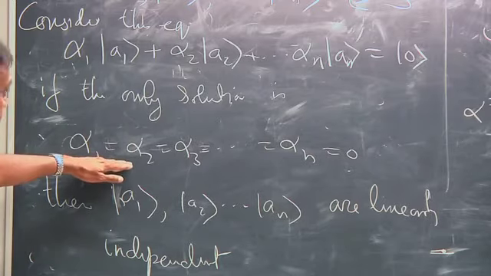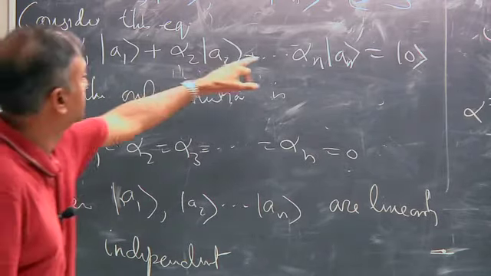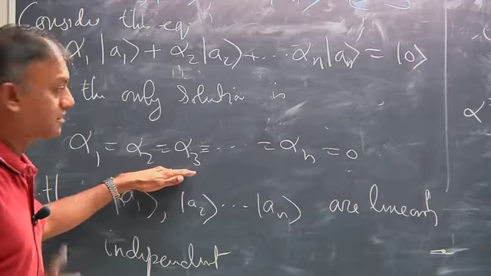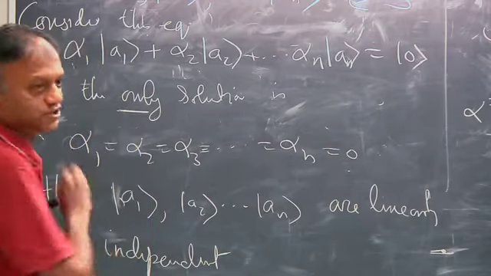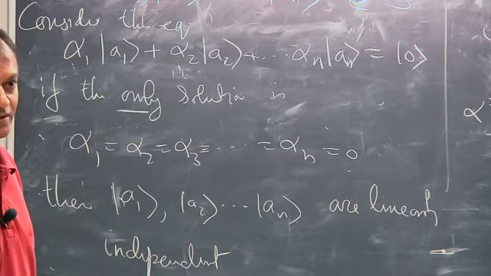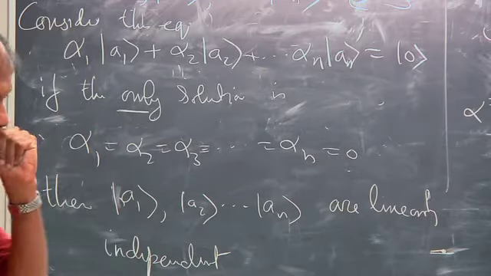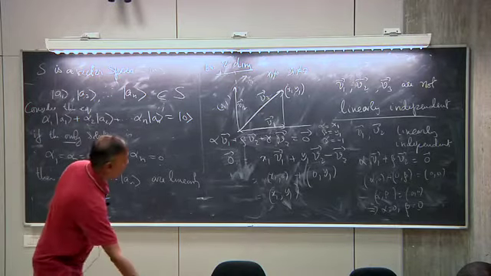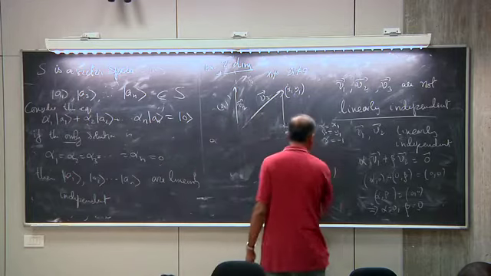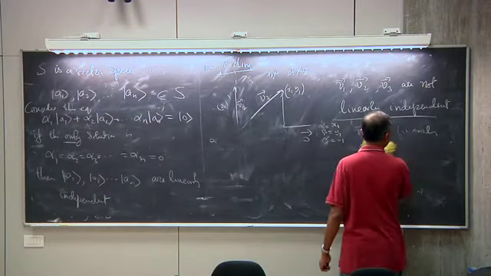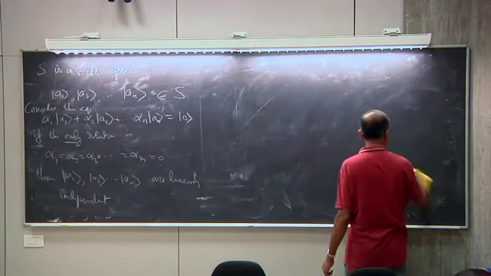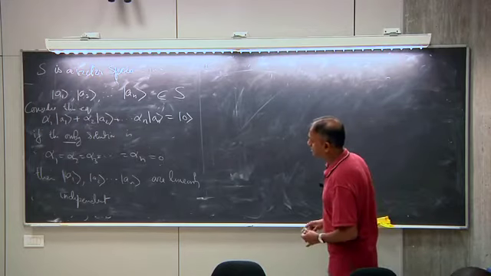This solution will always exist, right? Because after all, if I multiply all of them by 0, each of them is the null vector. The sum of null vectors is again the null vector. So this will always be a solution. But the important point is this: if this is the only solution, and there is no other solution, then they are linearly independent. So this is the thing.